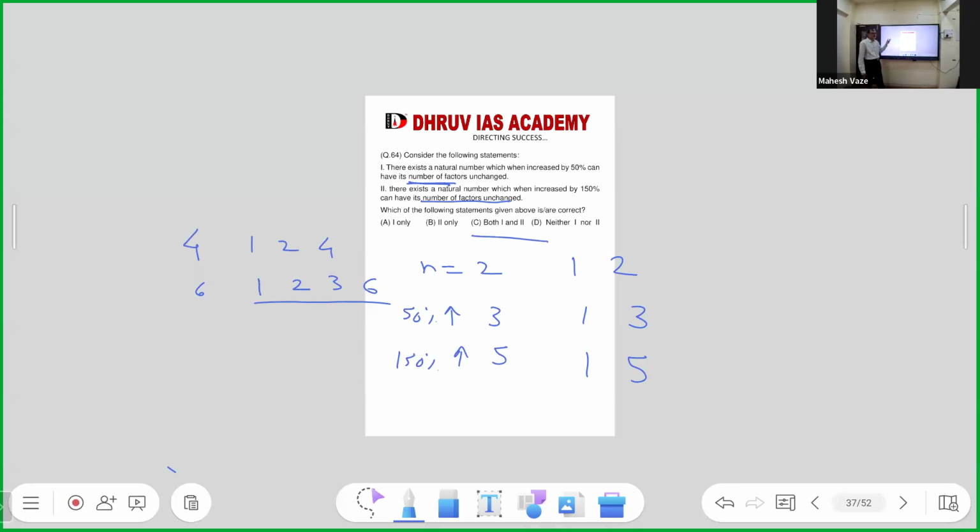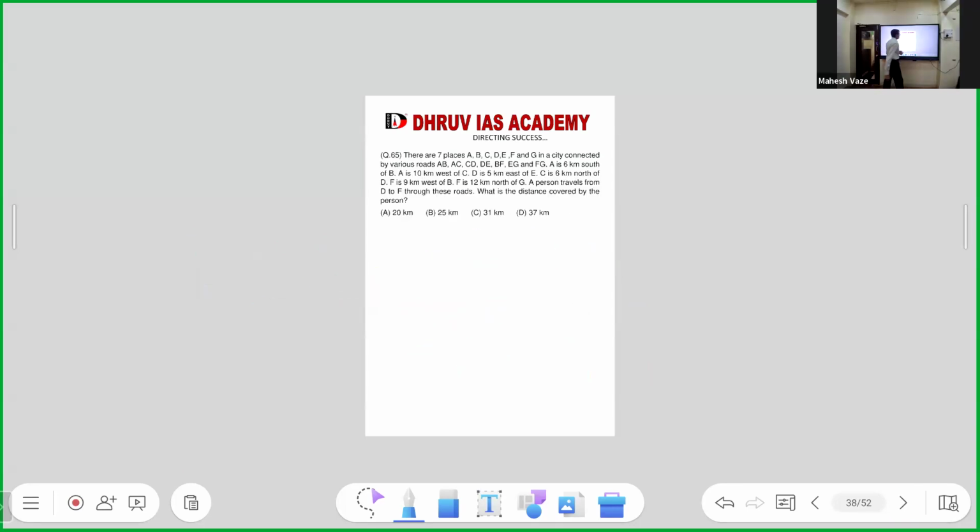You will see that in many questions there are some related to factors, multiples, etc. So please do it thoroughly. The next question: there are 7 places A, B, C, D, E, F and G in a city connected by various roads: A-B, A-C, C-D, D-E, B-F, E-G and F-G.